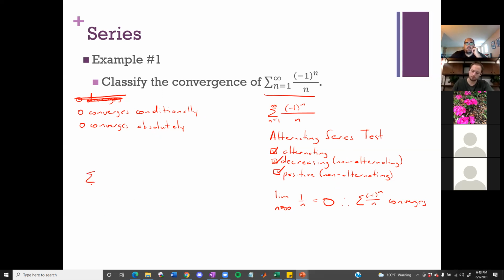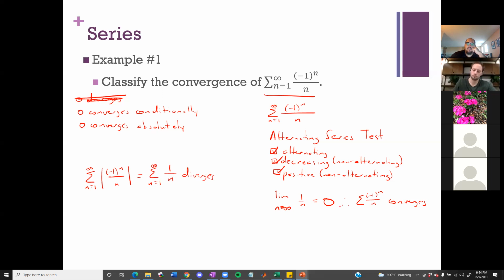So I also want to look at the absolute value of negative 1 to the n over n. Is there another way to rewrite this series? Just 1 over n. Yeah, since that alternating term is 1, negative 1, 1, negative 1, taking the absolute value is just going to make it always 1. What does this series do? That one diverges.